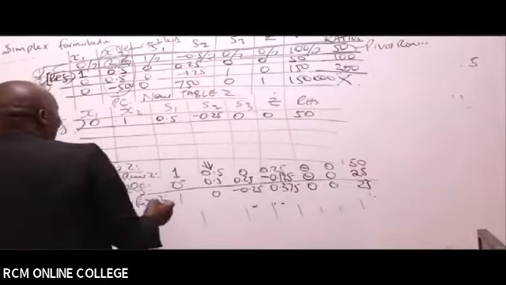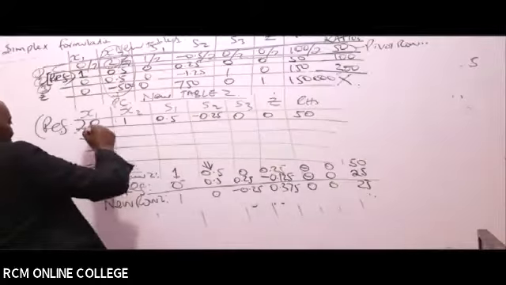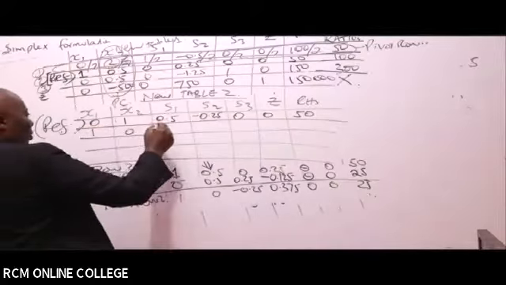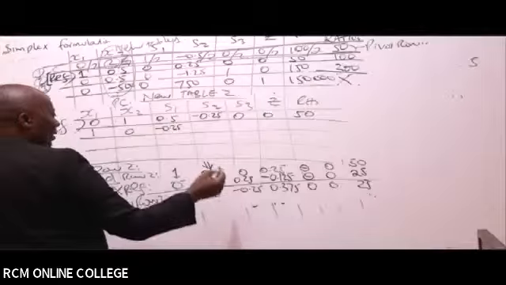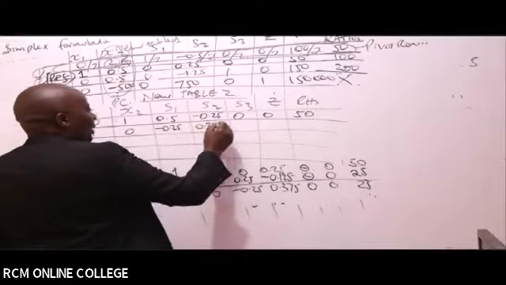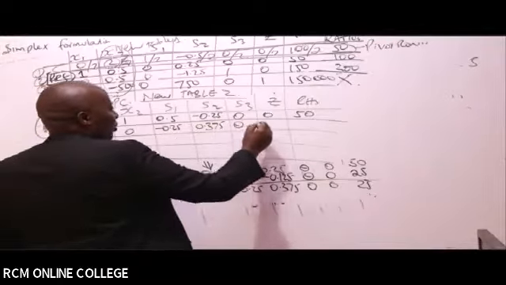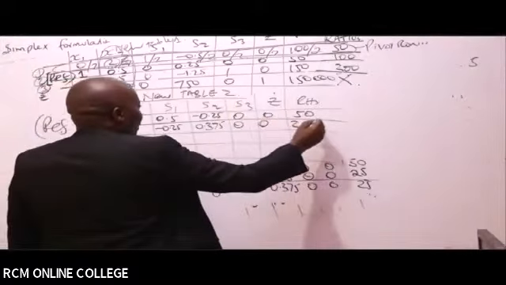So I'll be able to come and put this new row 2 figures here. So we have a 1, 0. We have a minus 0.25. We have a 0.375. We have a 0, and then we have 25.